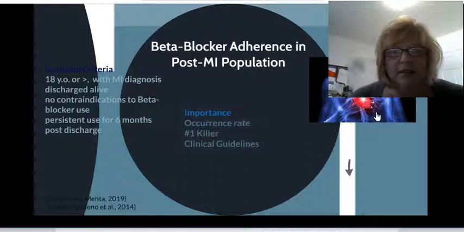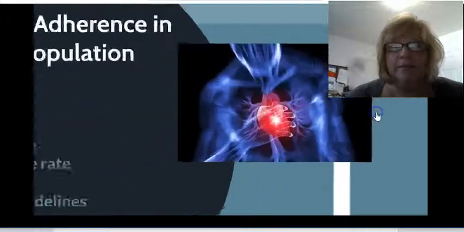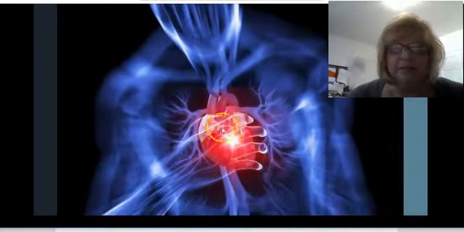Why is this important? Every 34 seconds, someone in the United States has a heart attack, and coronary artery disease remains the leading cause of death in the United States. Clinical guidelines also recommend taking a beta blocker after a heart attack to prevent another heart attack from occurring. As we know, beta blockers work by lowering the heart rate. This reduces the amount of force on the heart and blood vessels. Persistent use of a beta blocker after a heart attack can improve survival and decrease adverse heart outcomes.